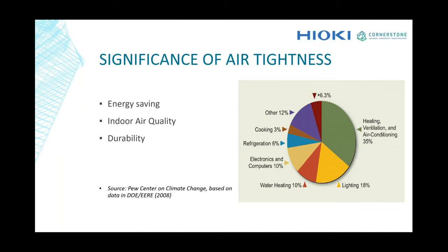The indoor air quality is another aspect that we are looking at. When we are looking at mechanical ventilation, we have the option to filter the air coming in, which of course is not the case with air leakages. And also the durability of the building. When there is air leakage, you cannot control the moisture of the building. And of course, you know what problems moisture creates inside a building.